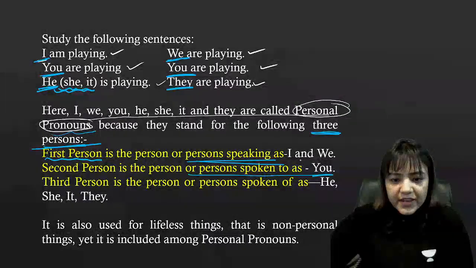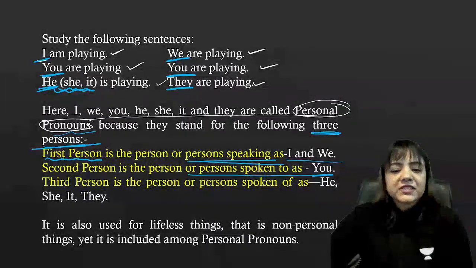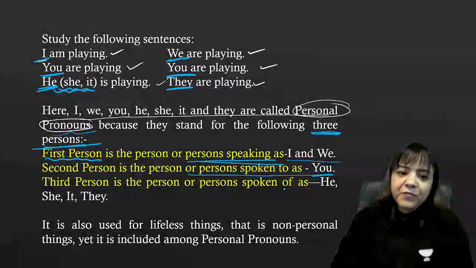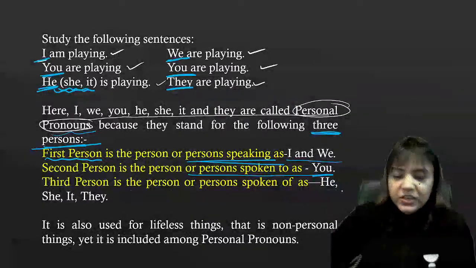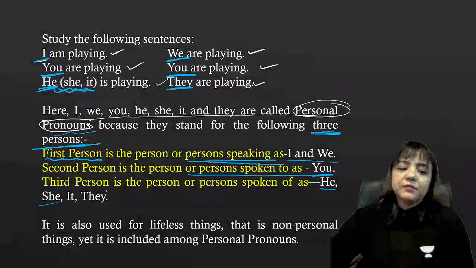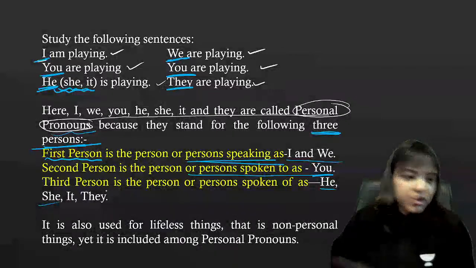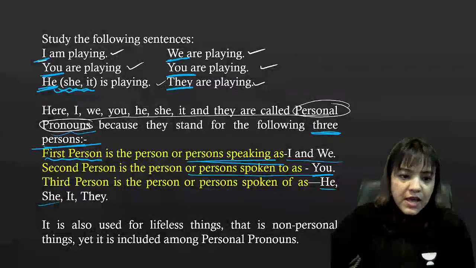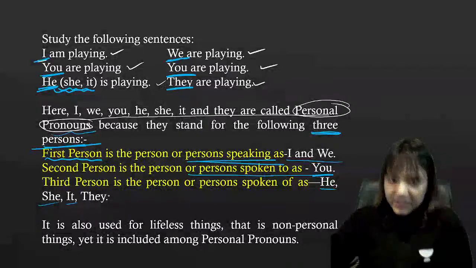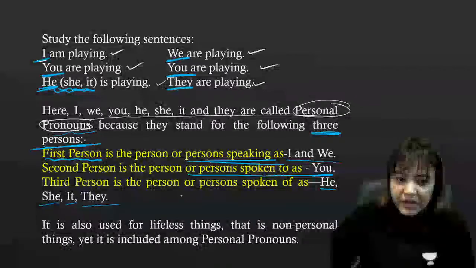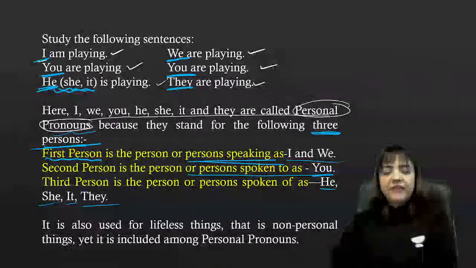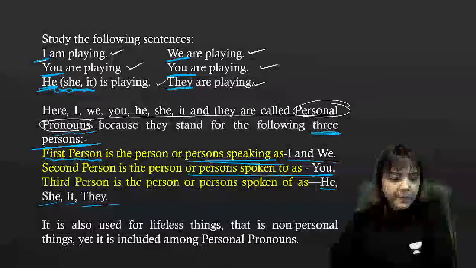So, you is second person, and third person is the person spoken of, the one we are talking about. Let's say we are talking about Manu sir, so he. Let's say we are talking about Pooja ma'am, so she, okay? And let's say we are talking about an academy, so it. Or let's say we are talking about all three, so we will use they, okay? So, the one we are talking about, we use for third person.